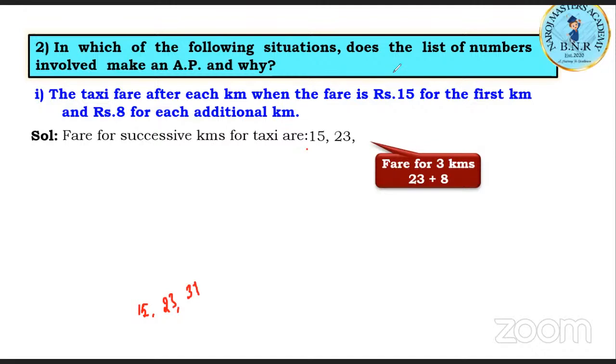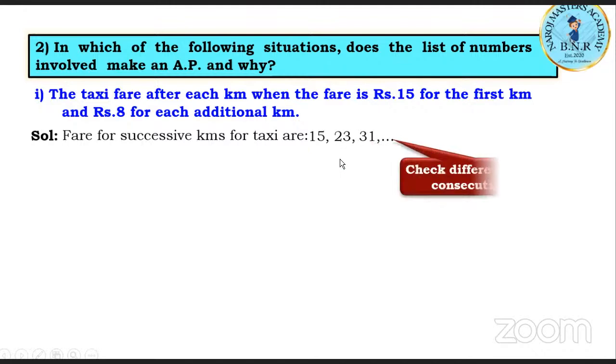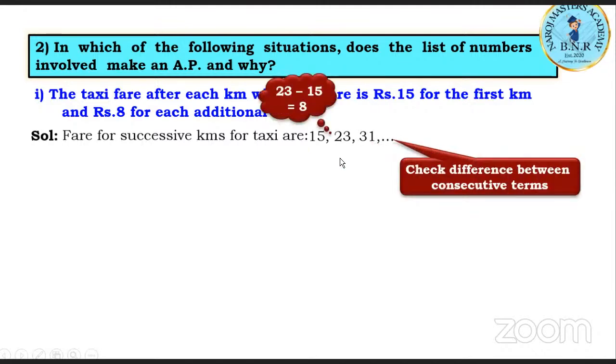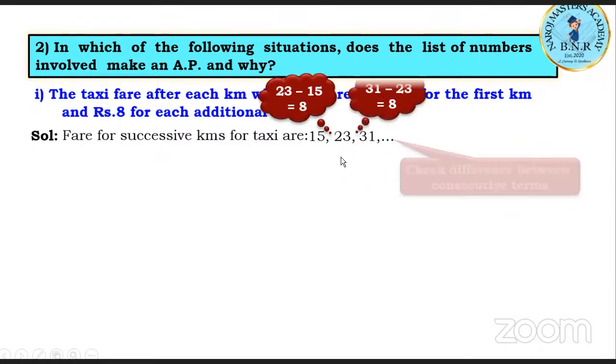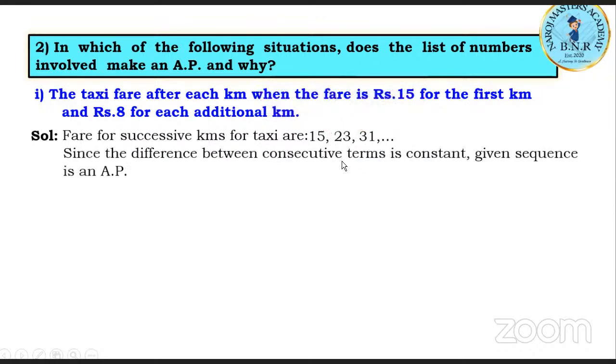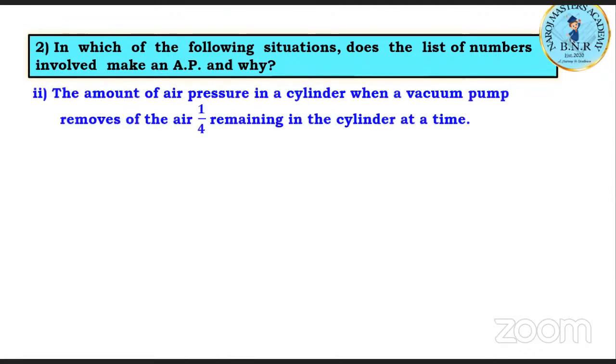Yes, sir. That we have to check. So can we say that this situation is forming an AP? Yes, sir. Why? As the difference is constant. What is the value of difference here? 8, sir. Here you can see the difference between the first two numbers and the next two numbers is 8. Since the difference between the consecutive terms is constant, the given sequence is an AP. Is it right? Yes, sir.